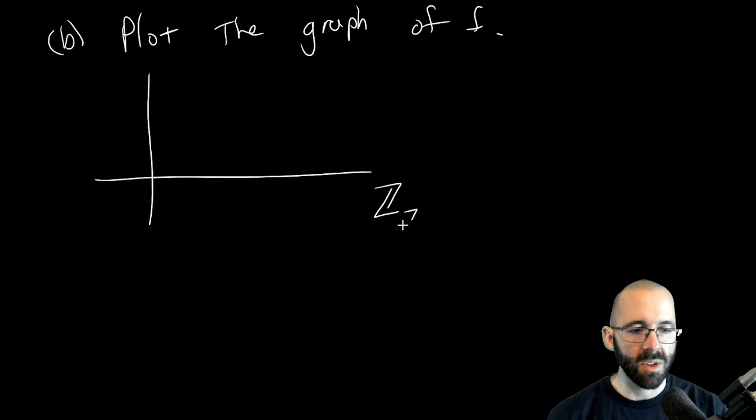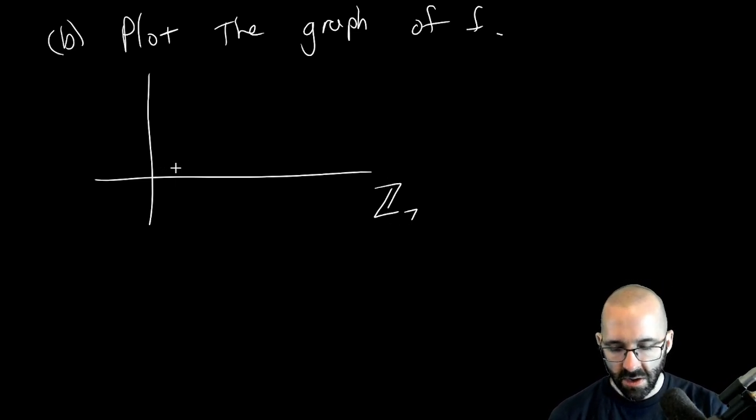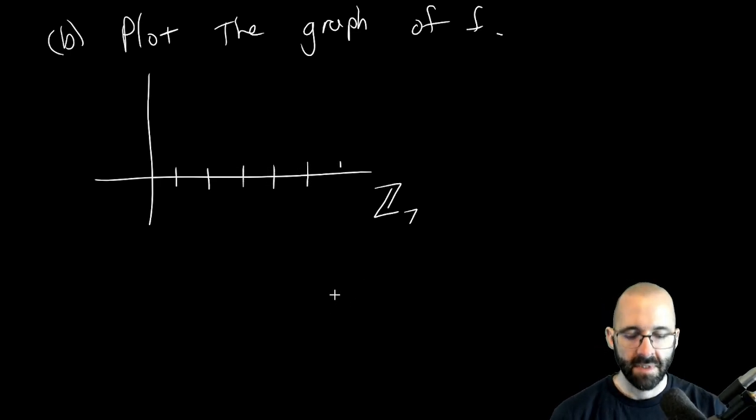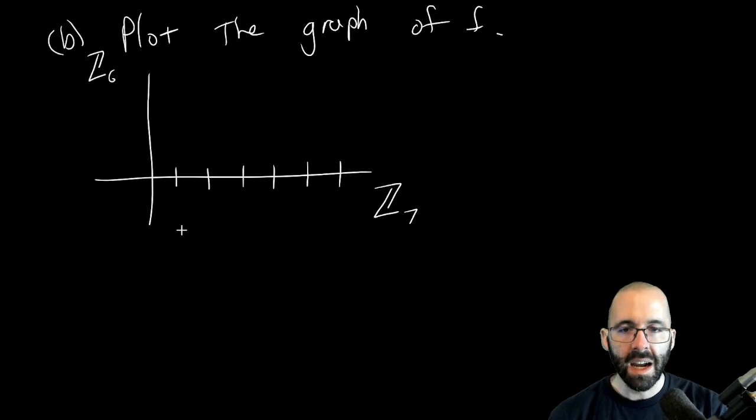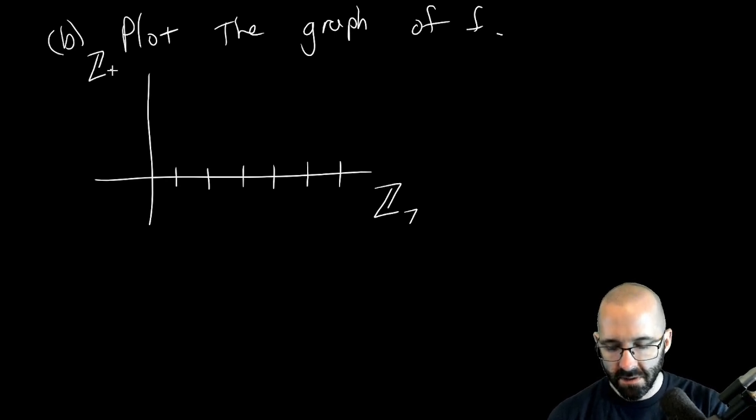We're not going to write all real numbers here. This isn't the real number line. It's just Z7: 0, 1, 2, 3, 4, 5, 6. That's the last input. The codomain is what we'll put on the y-axis. That'll be Z5. That's just 0, 1, 2, 3, 4.